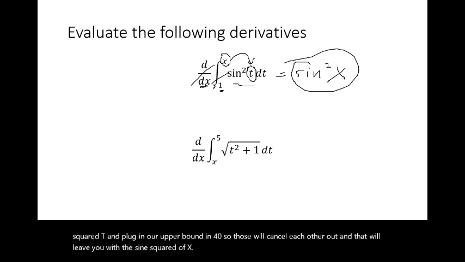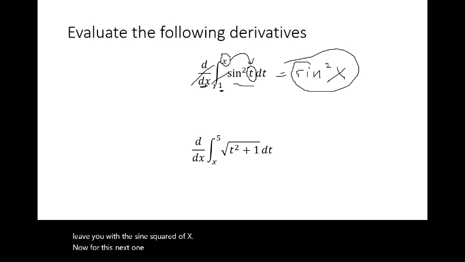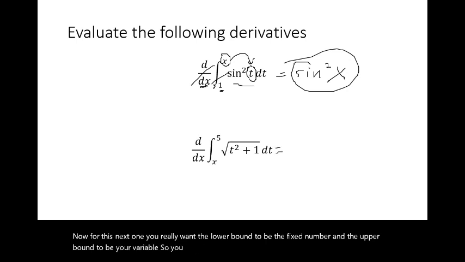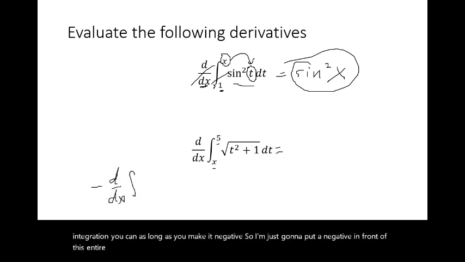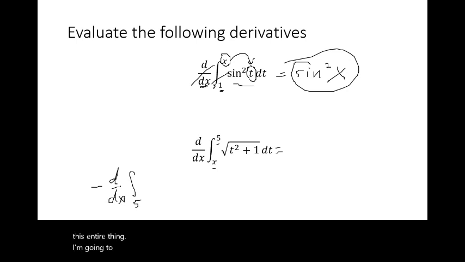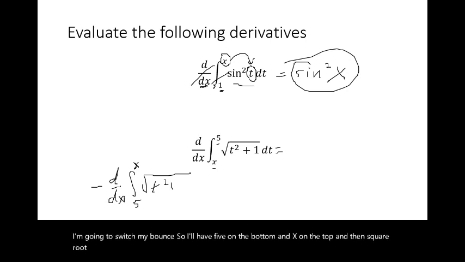Now for this next one, you really want the lower bound to be the fixed number and the upper bound to be your variable. So you might remember that if you need to switch the bounds of integration, you can, as long as you make it negative. So I'm just going to put a negative in front of this entire thing. And I'm going to switch my bounds, so I'll have 5 on the bottom and x on the top, and then the square root of t squared plus 1 dt.